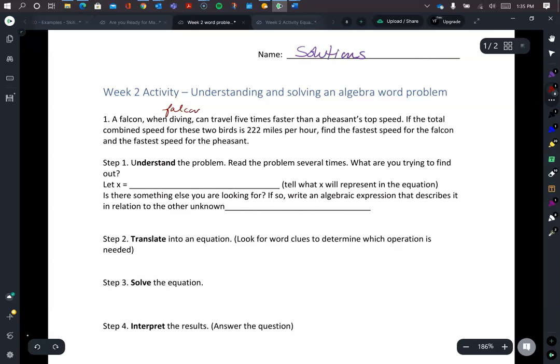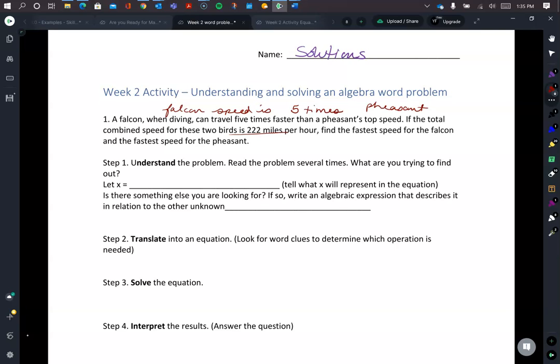Falcon speed is 5 times pheasant. So sometimes I just like to write some little phrases there to help me out. And then I know the total has to be 222 miles per hour for their combined speeds together.